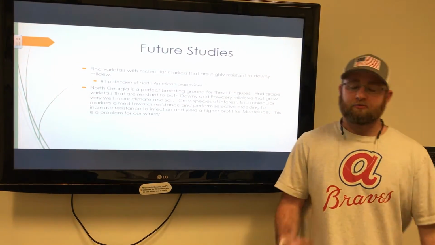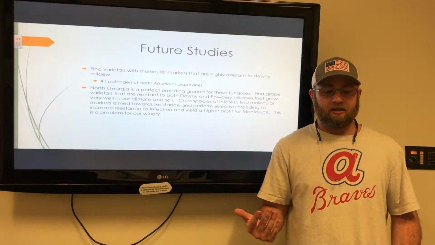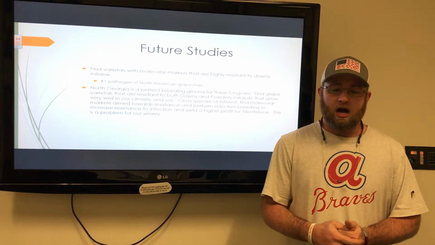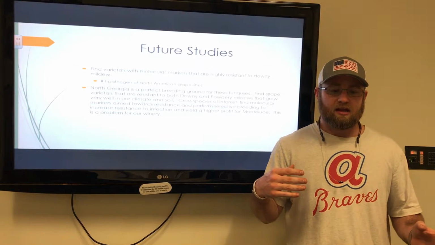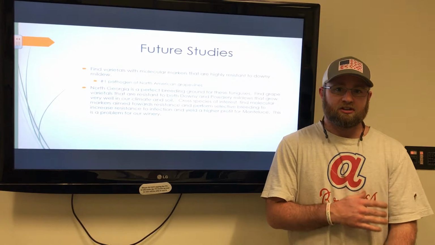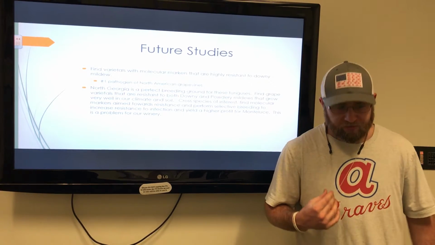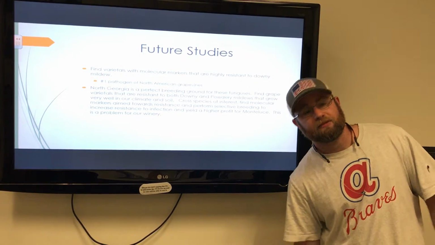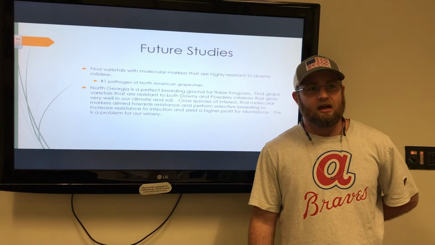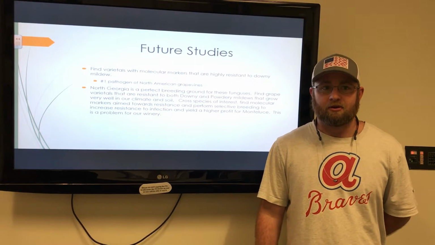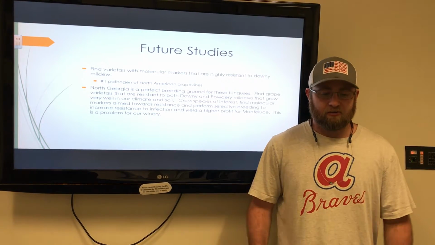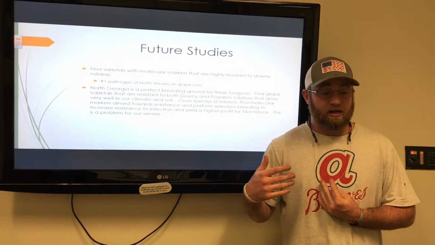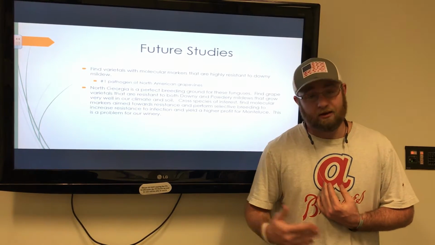All right, so for my future studies, I would like to find varietals with molecular markers that are highly resistant to downy mildew. The reason is because downy mildew is the number one pathogen in North America. Also, not many grapevine varietals can grow here in Georgia. We have red clay, which makes it hard for good grapes to grow down here. So I would like to find varietals that we could breed down here that would be resistant to downy mildew and/or powdery mildew.